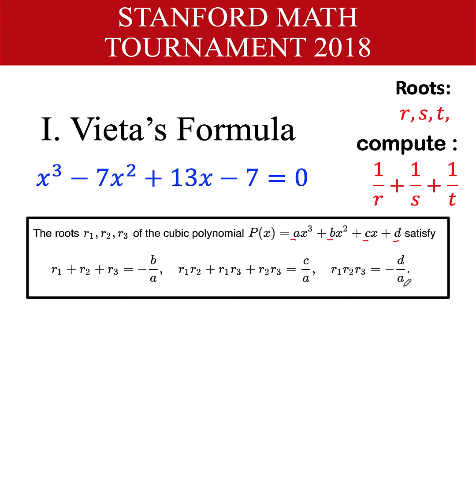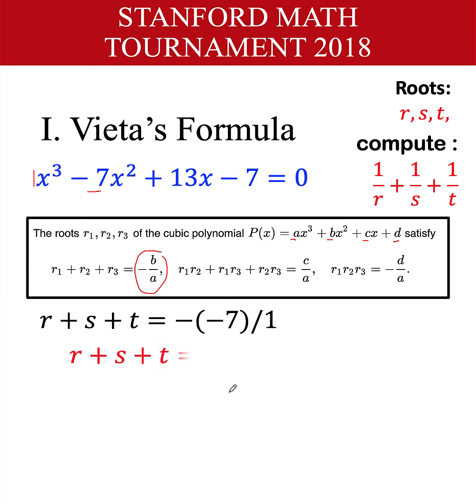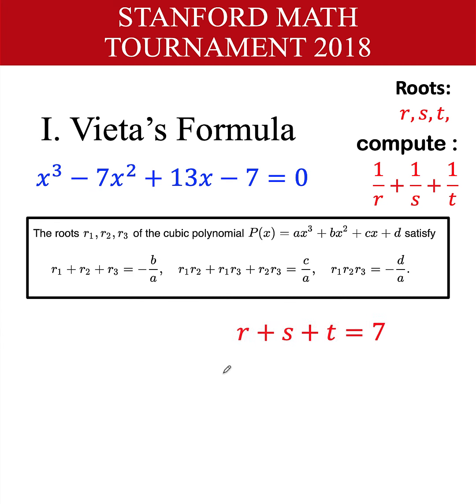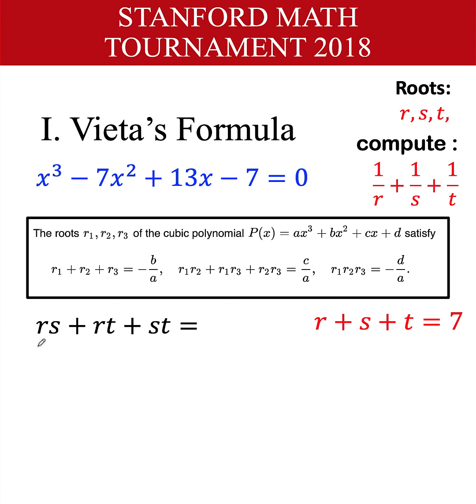This means that if the 3 roots of this cubic polynomial are r, s, and t, then the sum r plus s plus t is equal to negative b over a, where our b is negative 7 and our a is positive 1. So that becomes the negative of negative 7 over 1, and this simplifies to r plus s plus t equals 7. Let's remember this result.